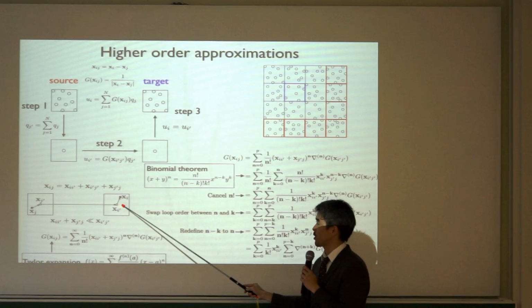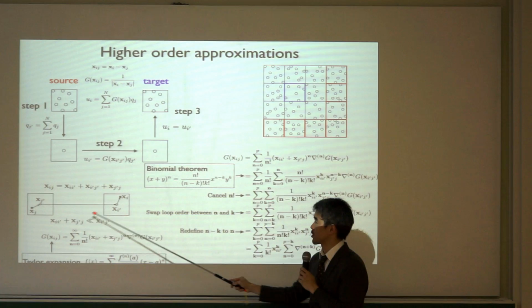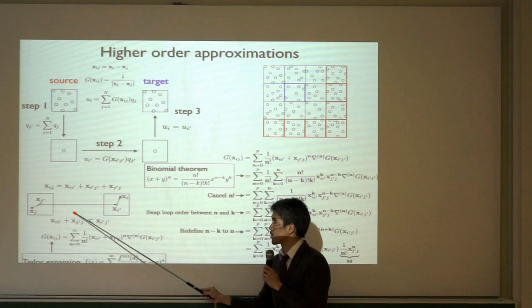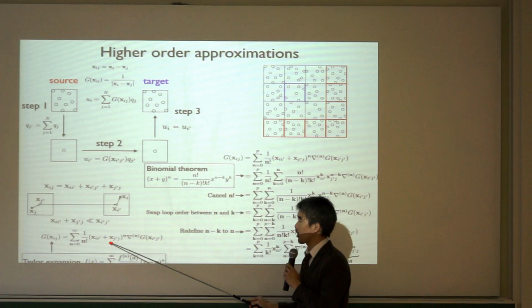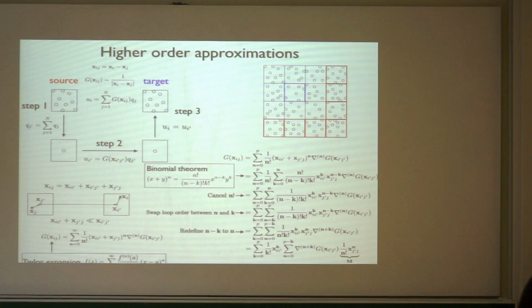But this arrow here is very long compared to the longest xj prime to j and xi prime to i. So we can say that the sum of these two is much smaller than this. Actually, this is the condition that we need for the following to converge. Now we move to this next part, so I'm going to move up the slide a little bit so that you can see this.